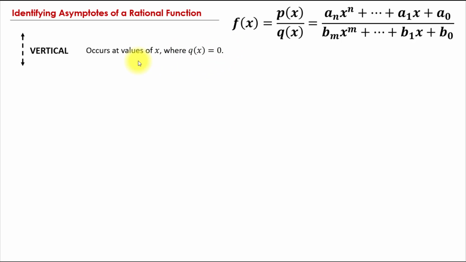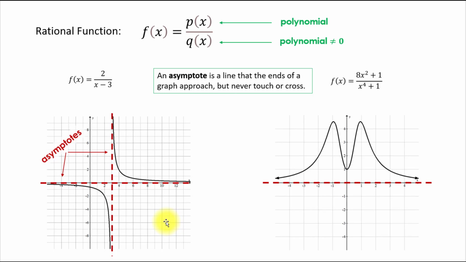Let's go back to the four graphs that we already saw and revisit the vertical asymptotes. Here's our first graph, and it has its vertical asymptote at x equals 3. Well, look at the function itself. See how 3 makes the denominator equal 0?